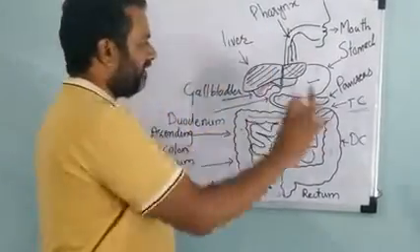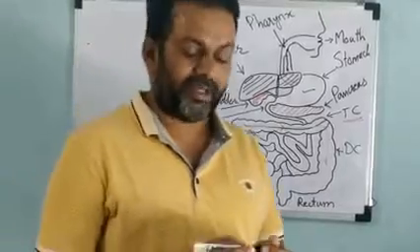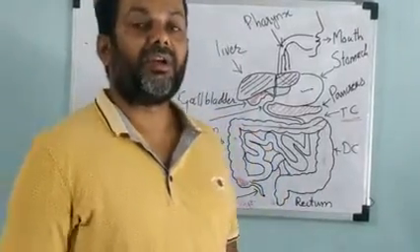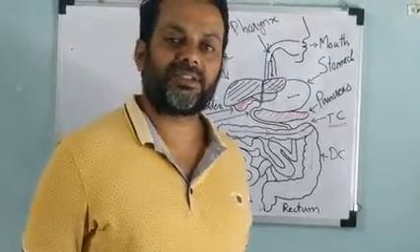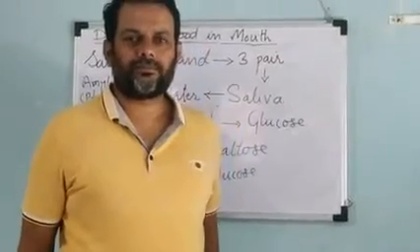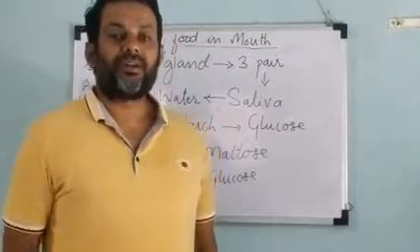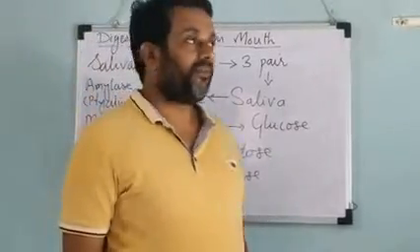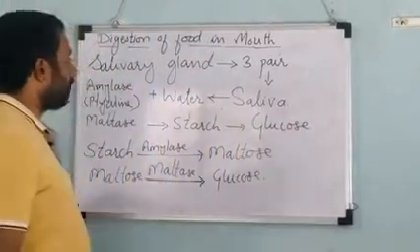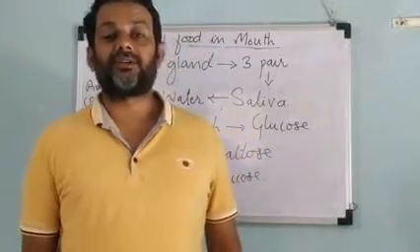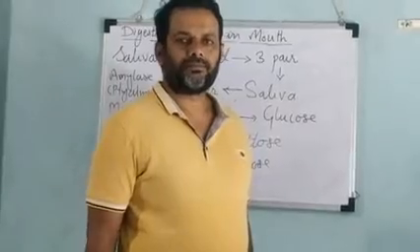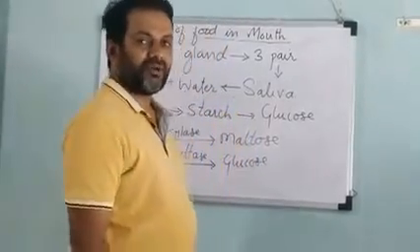So these are the parts of our digestive tract or the alimentary canal. Now let us see the digestion of food in each and every part of the digestive tract. Now let us see in detail. First, digestion in the mouth. Remember, if they ask you where the digestion of food starts in the human body, digestion of food starts in our mouth.